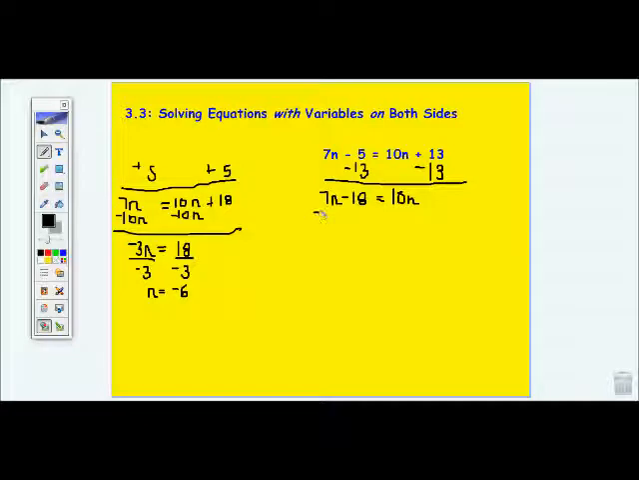Now I need to move my variable, because I said they were going to go on the right side this time. I can see in doing it that way, I end up with a positive coefficient and a negative constant term. But applying the rules of multiplication and division with positives and negatives, you're going to see it comes out exactly the same. And it's going to equal a negative 6.